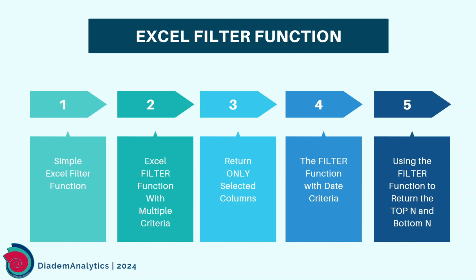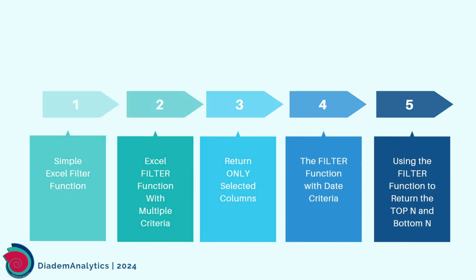In the fourth part, we will explore how to use the Excel filter function with a date condition to filter our database on specific dates. In the final part of this series, we will learn how to use the Excel filter function to return the top N and the bottom N records from our data. Like in a situation where you want to return the top 5 selling products, or the top 5 salespersons based on their sales values. So that is what we will cover in the final part of this series.